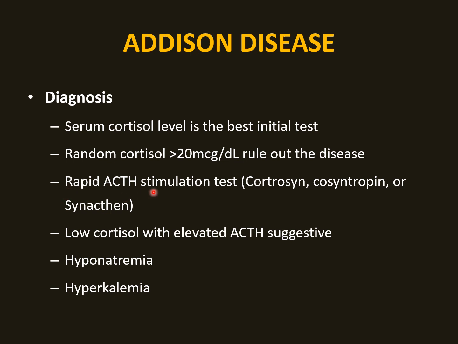Rapid ACTH stimulation test also will confirm the diagnosis. Low cortisol with elevated ACTH is suggestive of Addison disease. Also, the patient will have hyponatremia and hypercalcemia, and you may be presented in the exam with an ECG for the manifestations of hypercalcemia on the ECG.